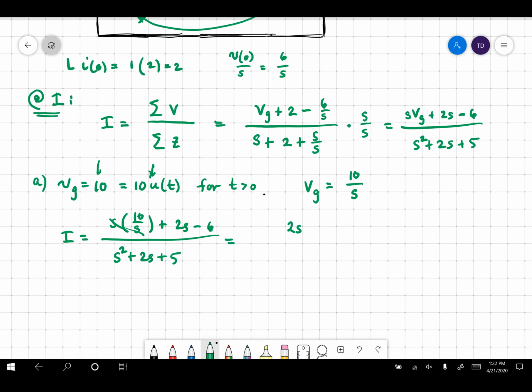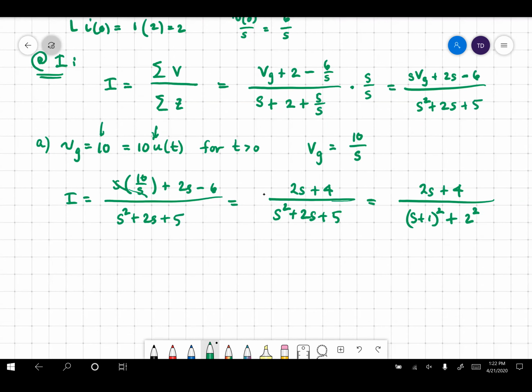2S minus 6 plus 10 plus 4, divided by S squared plus 2S plus 5. I've seen this denominator 6,000 times. I'm going to help you with it. 2S plus 4 over (S plus 1) squared plus 2 squared. Okay, that's I. That's not what we're asked for. We're asked for little i.